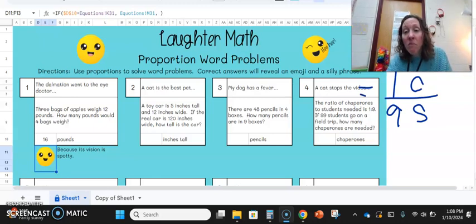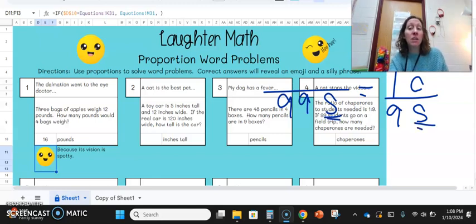Okay. I'm going to use C for chaperone, S for students. Okay. If 99 students go on a field trip, so for my other ratio, I'm going to do 99 on the bottom because it's talking about students, and I have students on the bottom. So I'm going to keep them on the bottom. So up here would be X.